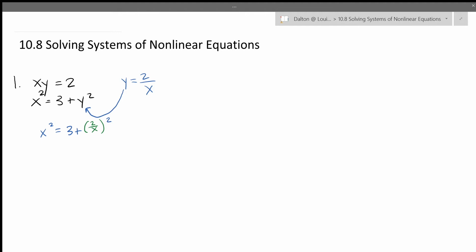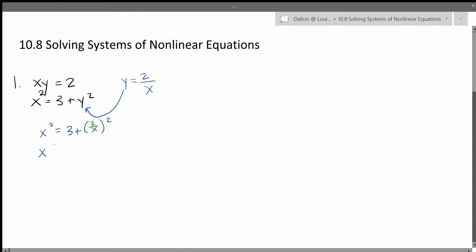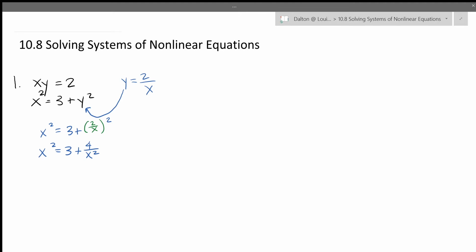So let's simplify this out. We get x squared equals 3 plus 2 over x squared, which is 2 over x times 2 over x, which is 4 over x squared. This poses a little bit of a challenge because 4 over x squared is technically a negative exponent. It's actually 4 times x to the negative second power. So it can complicate things a little bit.